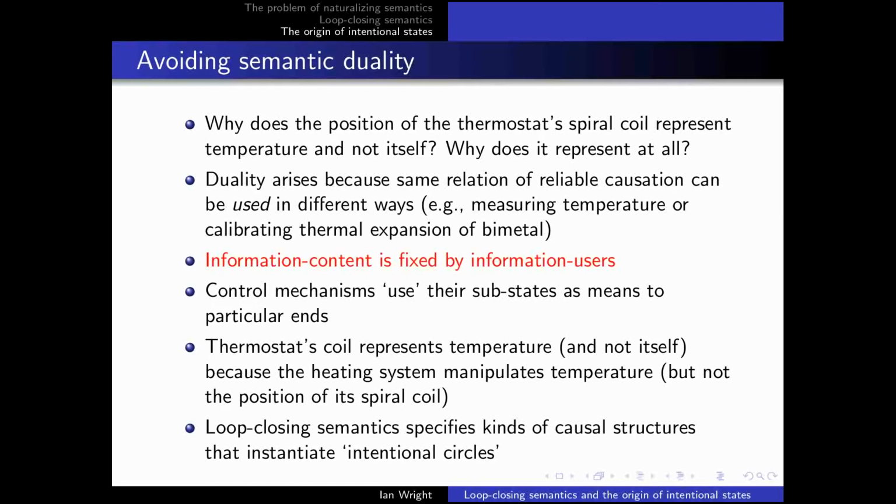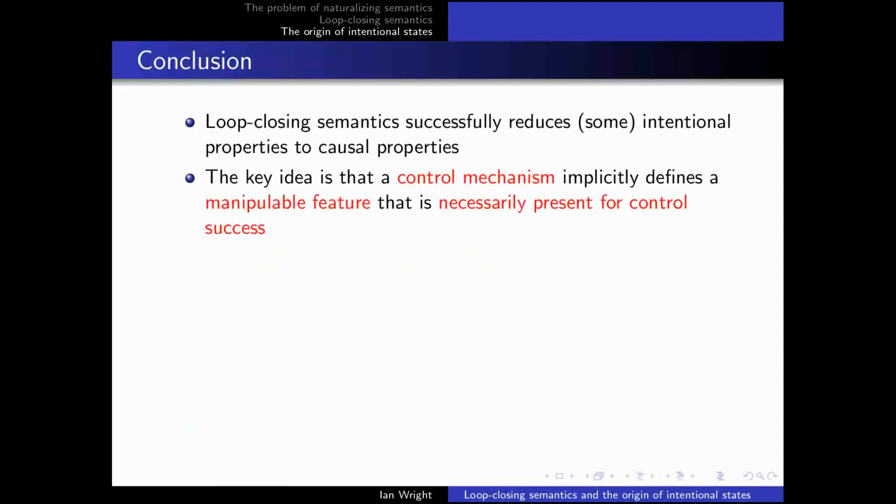The problem of semantics is sometimes posed as breaking out of the intentional circle of human practice and meaning. Loop closing theory shows that some simple causal structures in fact instantiate intentional circles, independent of human practice and meaning. Okay, we can now conclude. I hope I've given you some idea of how loop closing semantics successfully reduces some intentional properties to causal powers. The key idea is that a control mechanism implicitly defines a manipulable feature that is necessarily present for control success.